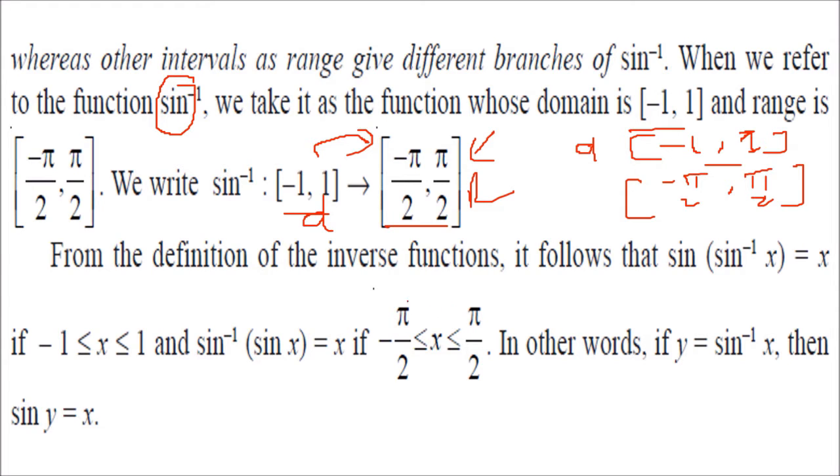From the inverse function definition, sine of sine inverse x is x, where x lies between -1 and 1, as we just saw. And sine inverse of sine x equals x if x lies between -π/2 and π/2, because sine inverse of sine theta gives theta, and the range is -π/2 to π/2. Y equals sine inverse x means sine y equals x.